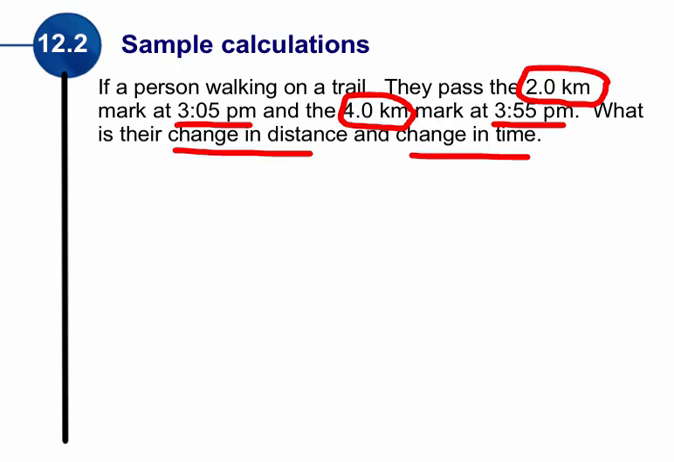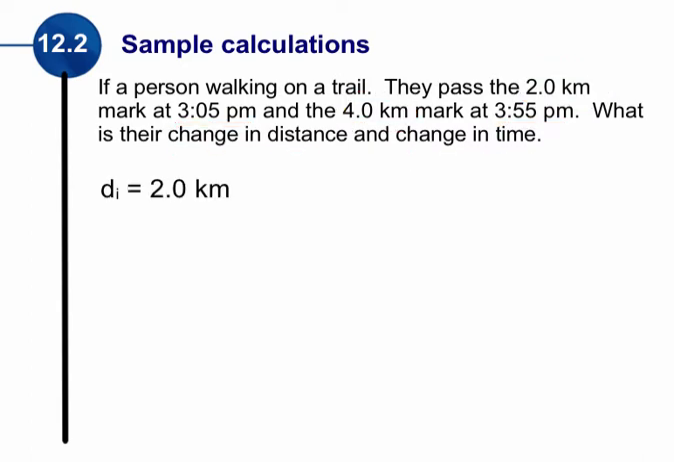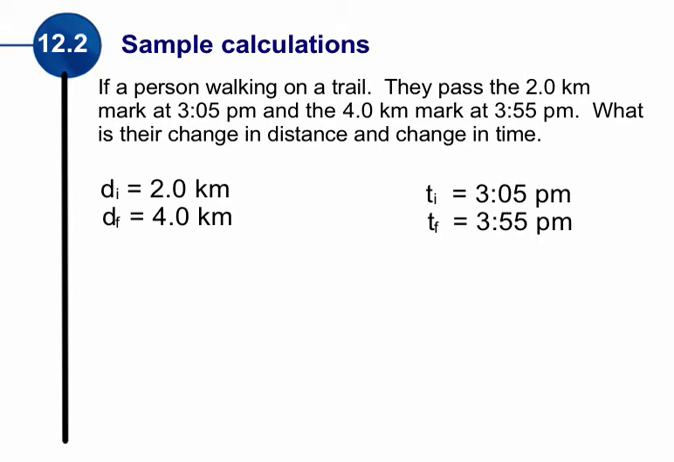So the first thing we always want to do is write down our given information. First piece of information, 2 kilometers. That's the initial distance. That's where they start timing or look at their clock for the first time. Well then, if that's the initial distance, clearly the initial time is 3:05 p.m. That's our starting time. That means the other numbers are the final distance, d final, or d f is 4 kilometers, and our final time is 3:55. And the question says, what is their change in distance, their delta d, and their change in time? These are the numbers we have to actually calculate.